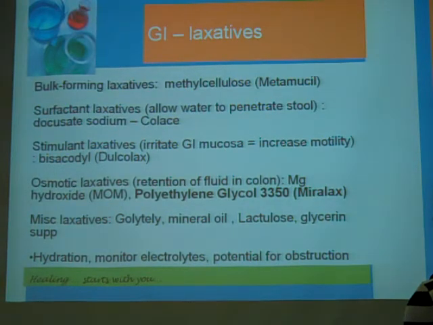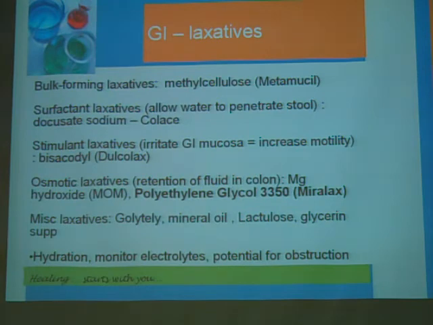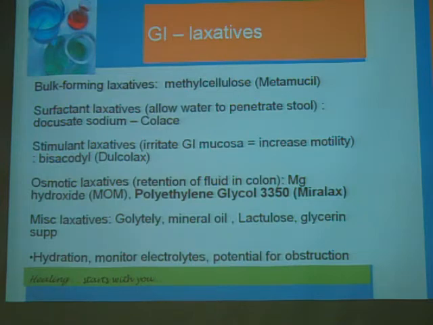In the past, there's something called Fleet's enema. However, Fleet by itself has a very high concentration of phosphate, like sodium phosphate, potassium phosphate. And for older patients, that's not a good idea. Phosphorus tends to stay in our body.